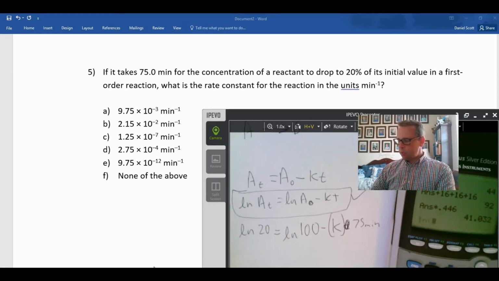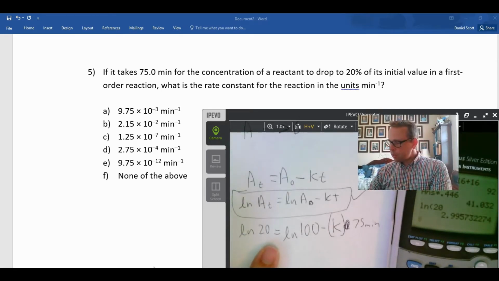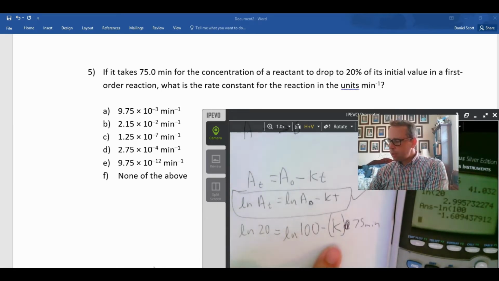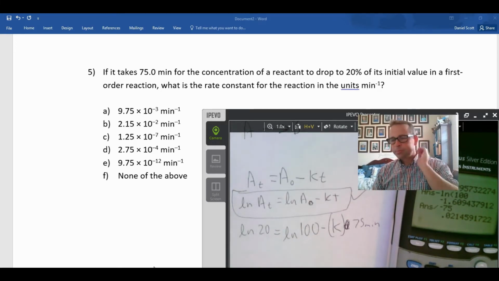So I can go natural log 20 here, and then I can subtract natural log of 100, and then I can get rid of this negative sign by dividing by negative 75, and that leaves me with 2.15 times 10 to the minus 2. Yeah, so that's B.